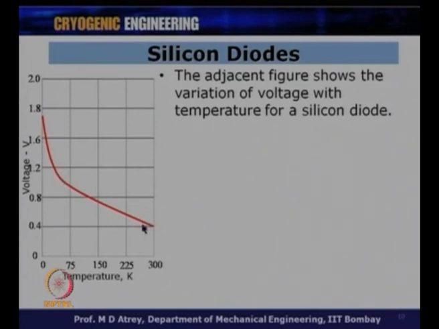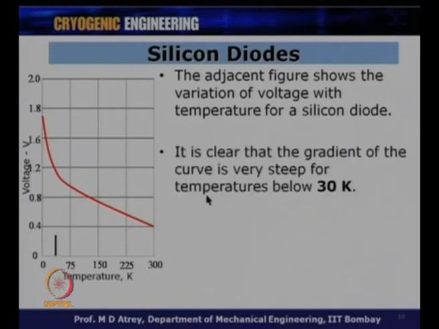Also, you can see that as you go down the temperature up to, let's say, 50 Kelvin, it is going in a linear fashion in one line with some slope, and below 50 Kelvin also you get a linear variation with a different slope. So, you can have a good linear variation. That means in the measurement you can have a very good line fit in order to get a good calibration curve for such diodes.